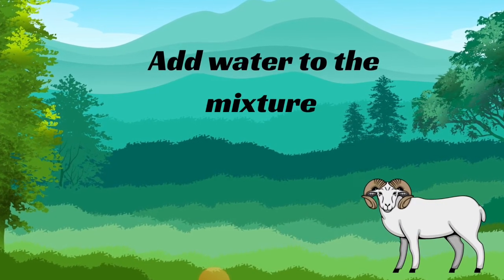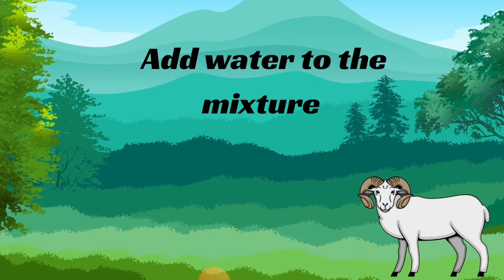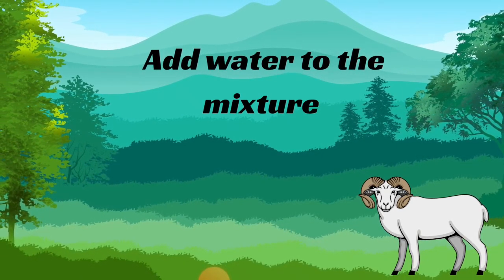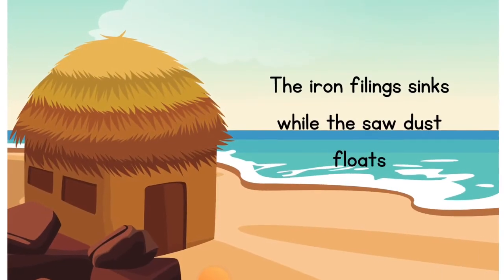You simply add water to the mixture. Yes, to the mixture of iron filings and sawdust. Let's find out which one of those two components of the mixture will dissolve. We know that none will dissolve because they're both insoluble solids. But at least one will settle to the bottom of the water while the other will float. The iron filings will settle to the bottom because it's heavier, of course, made of metal. But the sawdust, which is made of wood, will float.